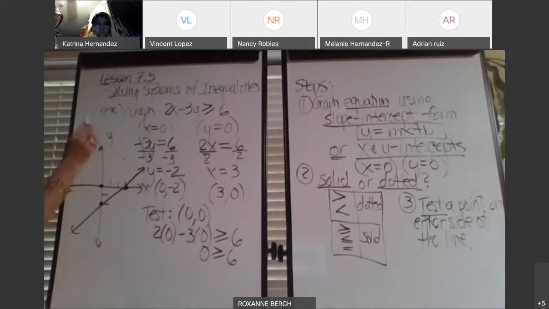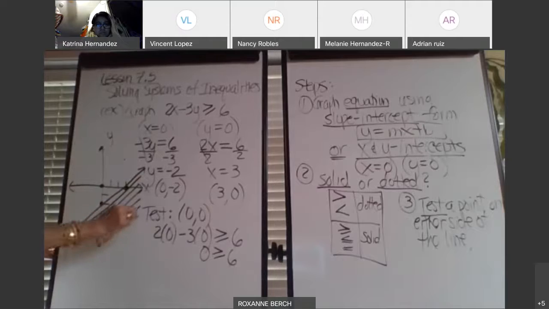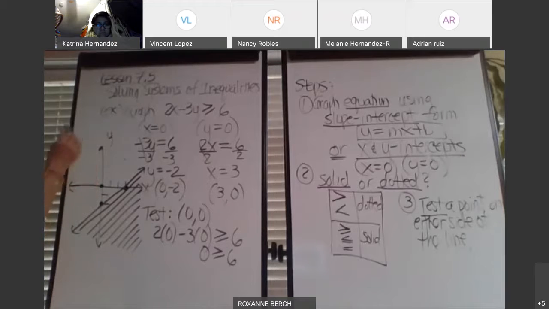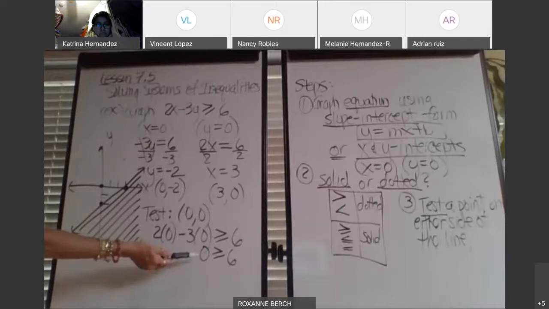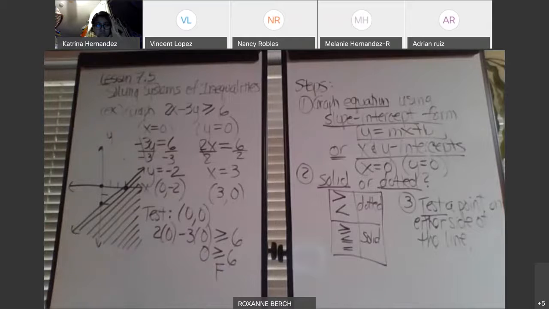0 up 1 is going to fail. 0 up 2, right 1 up 7, right 1 up 100, left 2 up 4. All of these are going to fail. And all of these you're going to shade, because that means all of these work. So once again, if 0, 0 is on this side of the line, if this is true, shade it and all his friends. If it's false, don't shade it. And don't means shade the other side of the line.